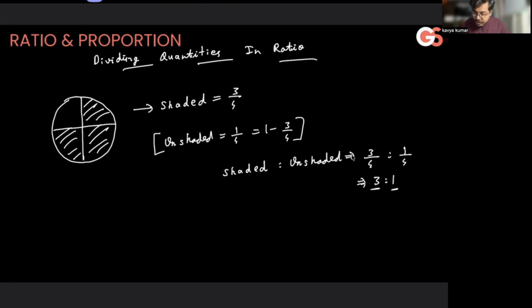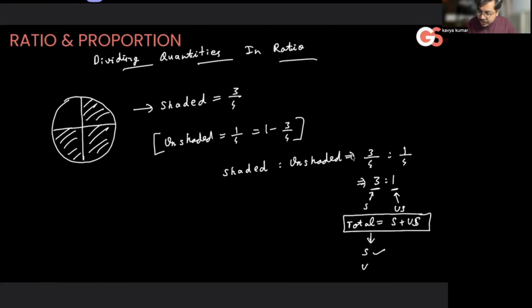What are the total parts here? These are the shaded ones and these are the unshaded ones. So if this is the case, what is the total part? Total is shaded plus unshaded. And once you know the total, you can find the shaded and unshaded parts very easily from this given ratio.